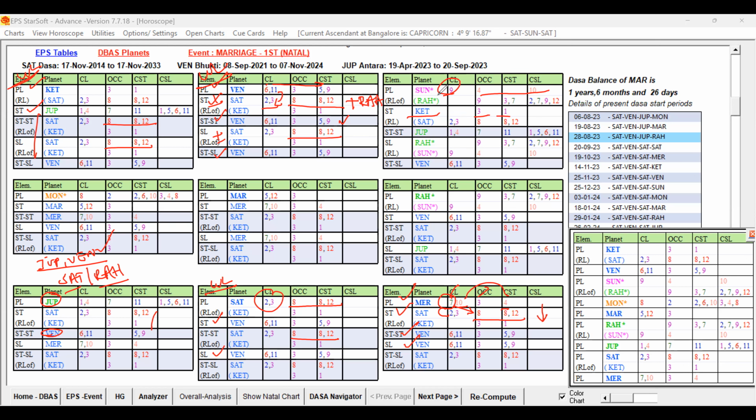So the star planet is having mixed. Secondary planet is good, second planet is good, but Star Lord planet is Ketu. Ketu is not a very strong significator. This is 9, this is 3 and 1. It is not forming a very good grouping like 2 or 3 or 11. Nothing is there. But the 2A level planet Jupiter is good, and sublord Rahu is also good.